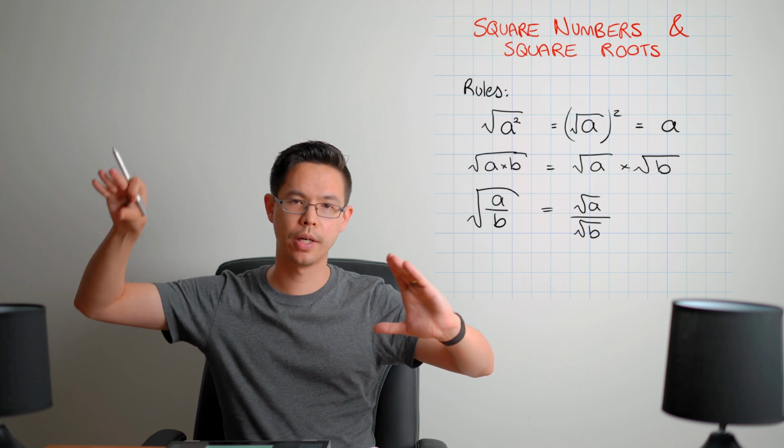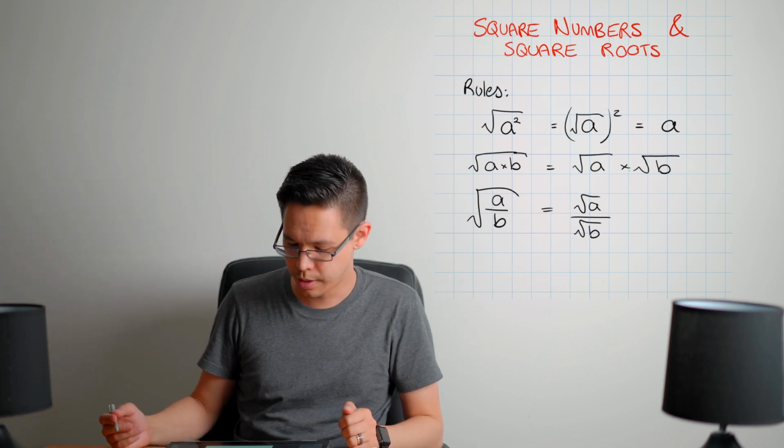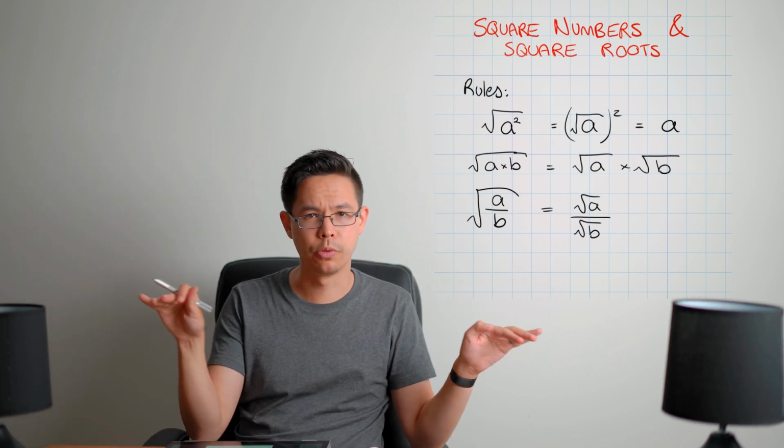Put brackets around and square it. Again, that still cancels it out. That's what the first line of that rule is showing.